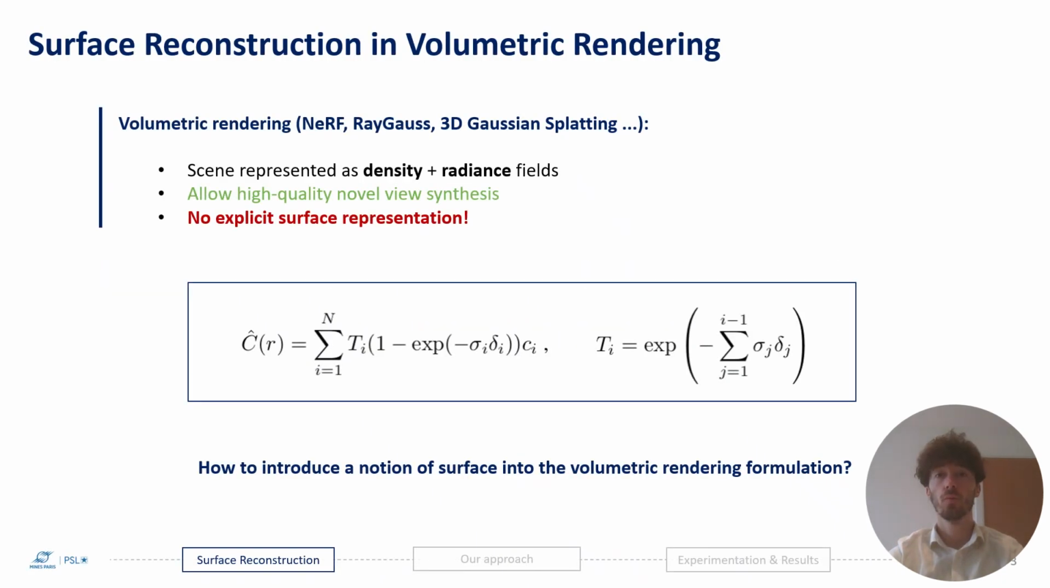The main idea was to leverage the different works that have been done in the domain of novel view synthesis by volumetric rendering. For instance, works such as Neural Radiance Fields, Ray Gaussian, or Gaussian splatting. In those works, they represent the scenes with density and radiance fields, and they obtain really high quality novel view synthesis results. However, one weakness for our task is that they don't include any explicit surface representation. So the first thing to address was to introduce the notion of surface into this representation.